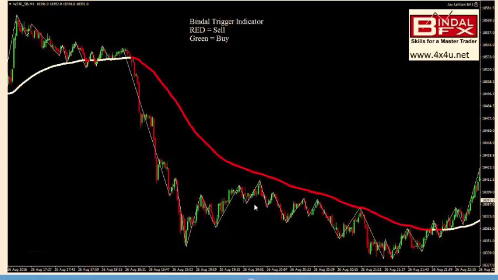Secondly, I've got a Bindal Trigger Indicator. As you can see, my chart is very clean here. I don't have a lot of clutter on the charts. I like to keep it simple. When it is white or green, you're free to change the color to whatever suits you, I'm looking to be buying, and when it is red, it is sell, sell, sell, sell.